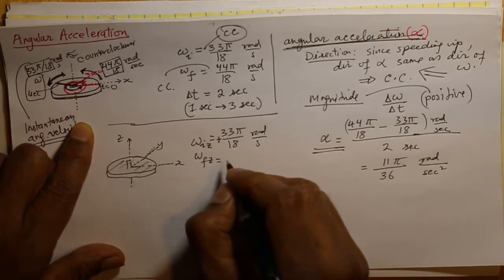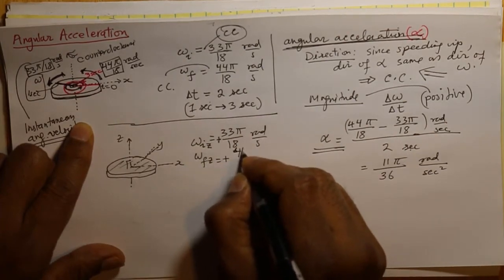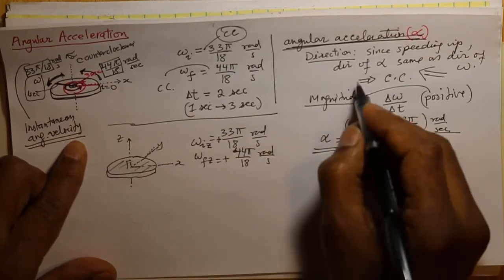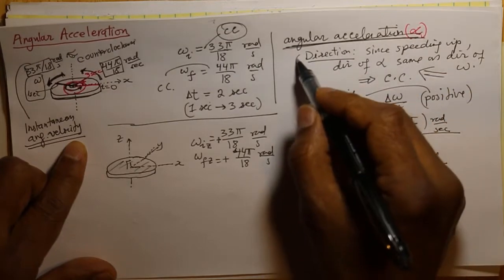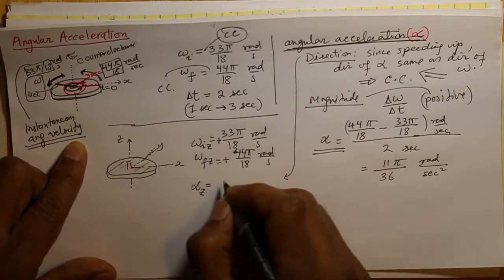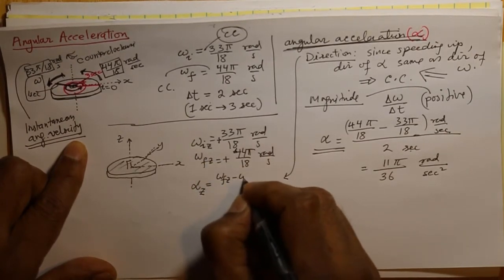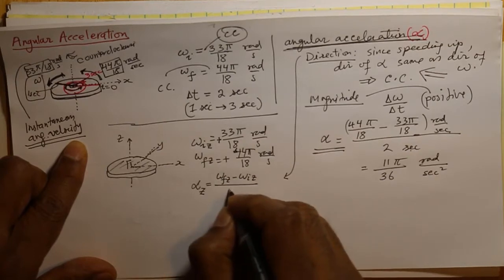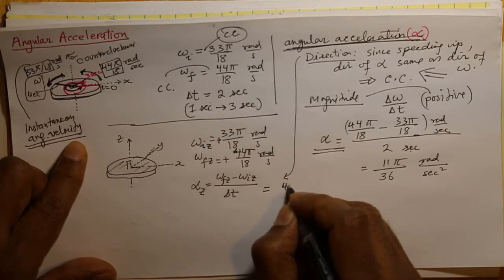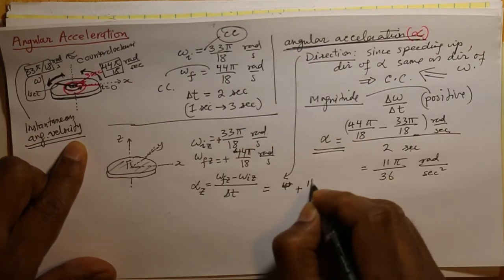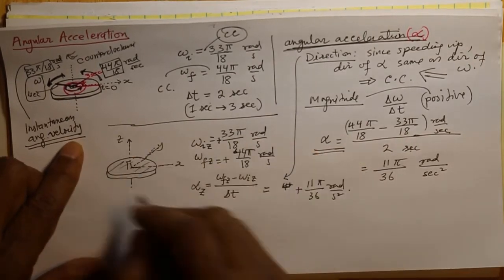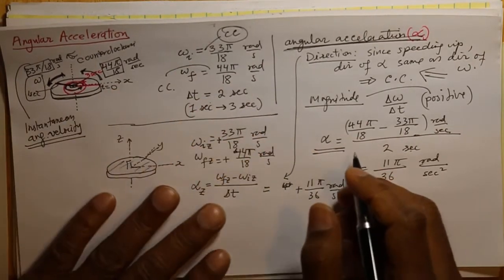Omega fz, I'm going to have a plus here, 44 pi over 18 radian per second. And so instead of clockwise, counterclockwise, we will write alpha sub z is equal to the difference of this, omega fz minus omega iz over delta t, and that will give me 44. This is going to give me plus 11 pi over 36 radian per second squared. So right now it means nothing. There's no problem here.